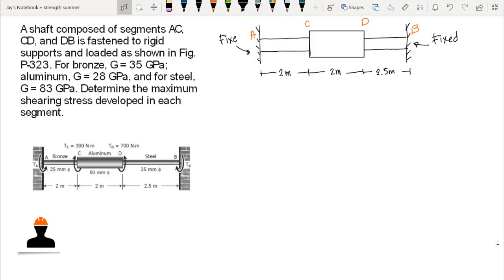I have here another example. We have a shaft composed of a segment AC. We have a segment CD. We also have a segment DB. And these are fastened to rigid supports, support A and B, as shown in the figure.